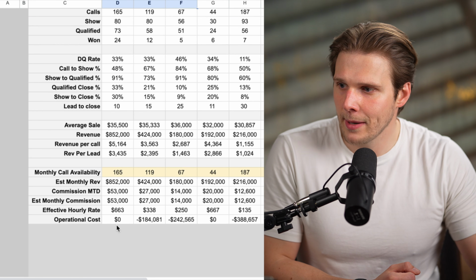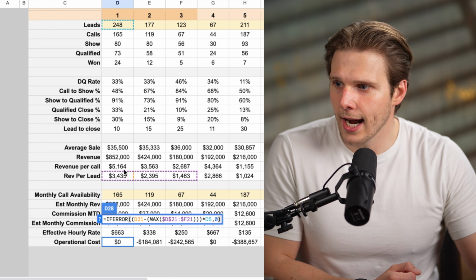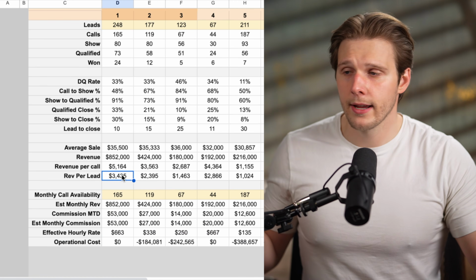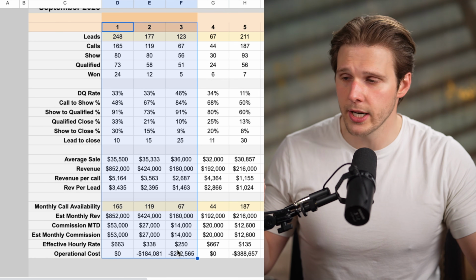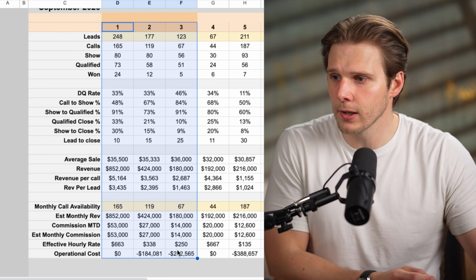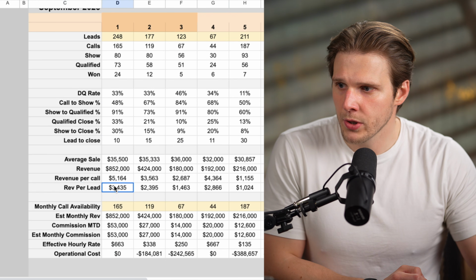And the way that I compare reps there is operational cost. So this is a formulaic calculation where I look at their revenue per lead, the best guy within a subdivision. For example, these tier 1 leads, all of these 3 guys are competing against the same type of lead quality. And this guy has a $0 operational cost, meaning his revenue per lead was the highest of these 3, which is correct.